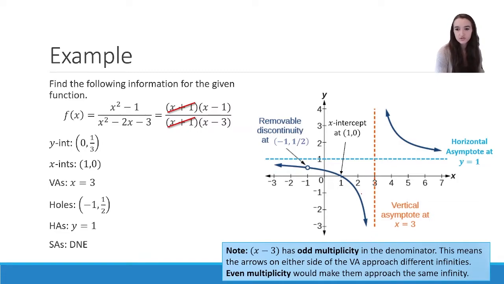Having all of this information is generally almost enough to give us an idea of what the graph should look like. There is one more fact that can help, though. The multiplicity of our zeros and our asymptotes can give us some information. We already know what multiplicity of zeros tells us. It works the same way for rational functions as it did for polynomials. But for vertical asymptotes, odd multiplicity, which our x minus 3 has, means that the arrows on either side of the vertical asymptote will approach different infinities.